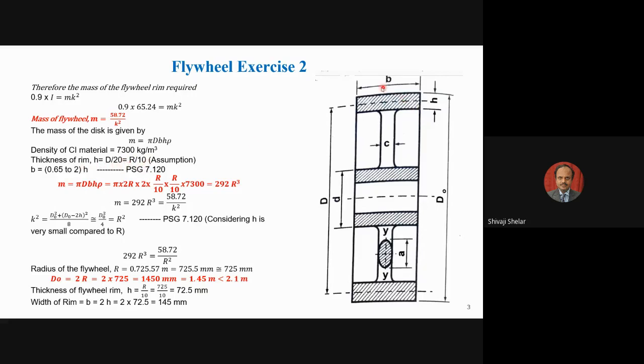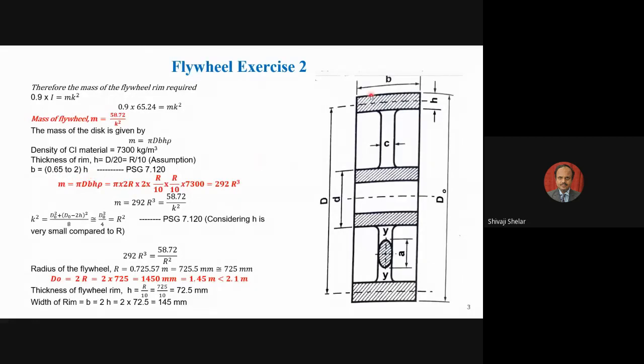If there is a limit on the width of your flywheel, if you cannot use more width, then you have to increase this h. You can decrease b and increase h. Or if you have more space for b, you can keep h small and keep b greater. Again, the relation between b and h is given in PSG 7.120. b can be taken in the range from 0.65 to 2h.